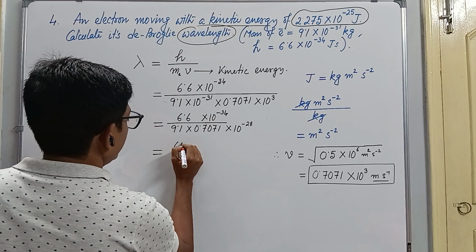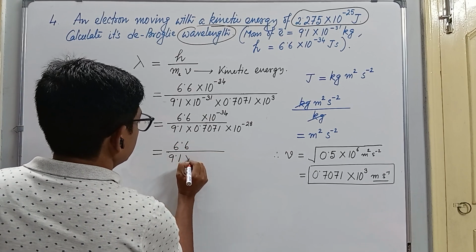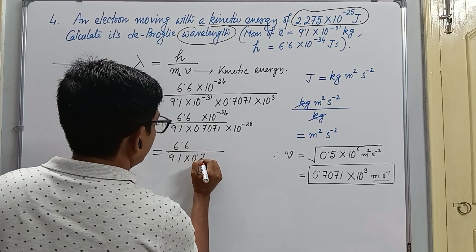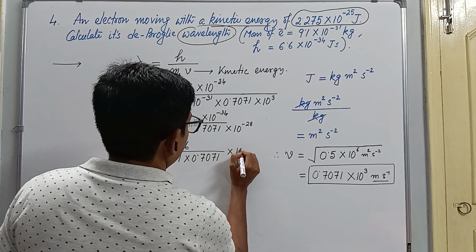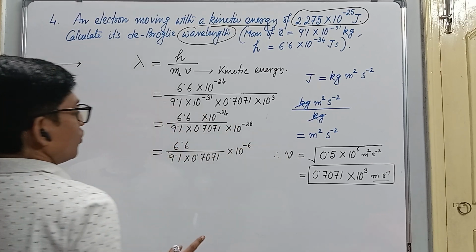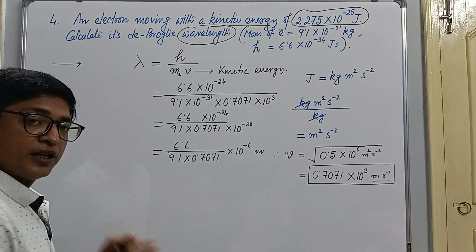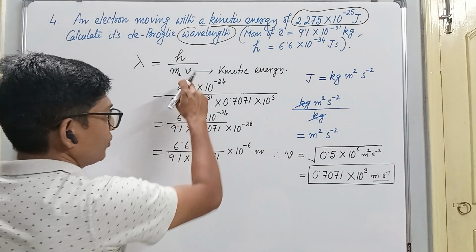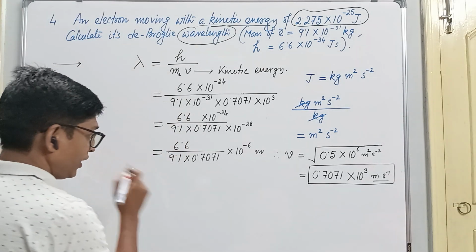So 6.6 divided by 9.1 into 0.7071 into 10 to the power 6 minus 6, right? Yes. What will be the unit? Unit will be in meter. As we have done in the previous numerical problem, if you put those units, you will see that it will end up with the meter. That is the unit of length.